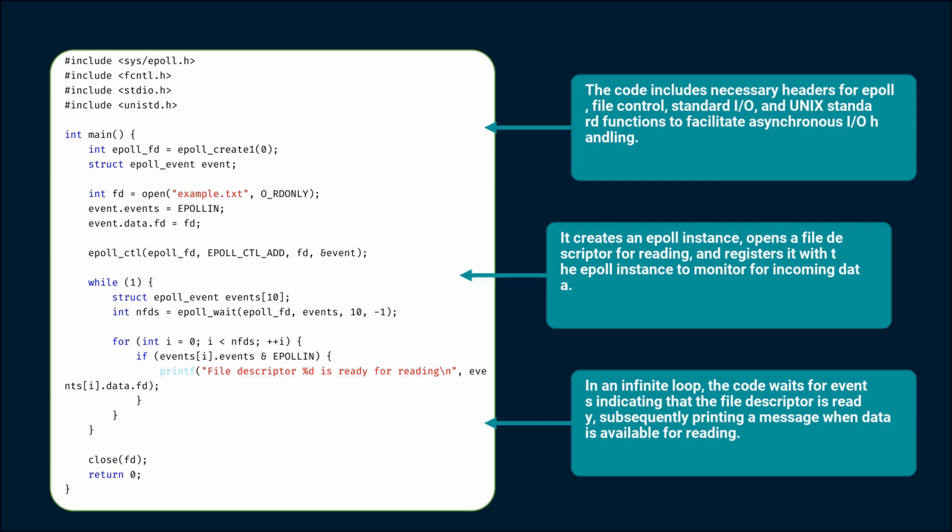When an event is detected, we iterate through the reported events and check if the event corresponds to a readiness for reading. If so, we output a message indicating that the file descriptor is ready for reading, allowing us to handle the data accordingly. This pattern enables efficient management of multiple I/O operations with minimal overhead.